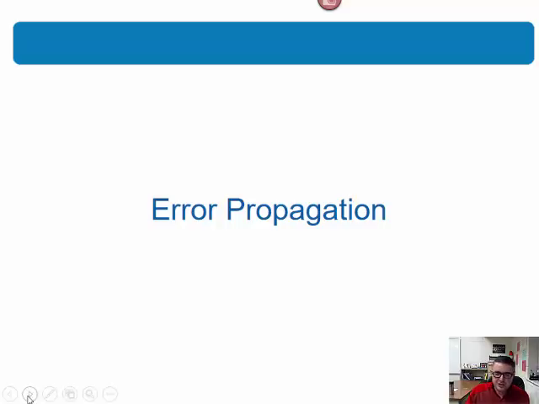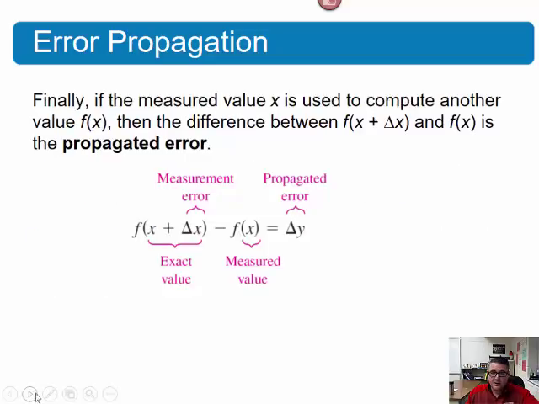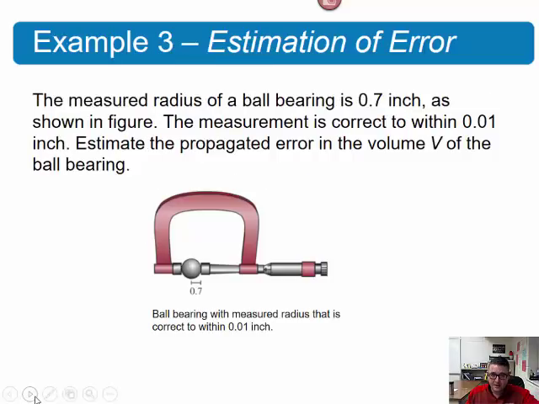All right, error propagation. At the end of this video, I'm going to pretend we go to the board again and work out one of those differentials. So we know error propagation. I bet if you take AP Chem, they probably talked about error propagation. Physicists and engineers tend to make liberal use of the approximation of delta y by d of y. And we go through the process here, what we call the propagated error.